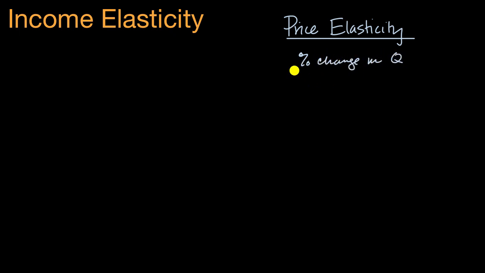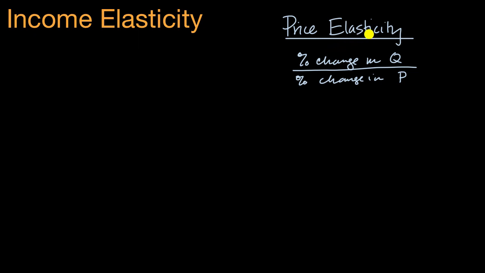In previous videos, we have talked about the idea of price elasticity, and it might have been price elasticity of demand or price elasticity of supply. But in both situations, we were talking about our percent change in quantity over our percent change in price. If we were talking about price elasticity of demand, it would be the percent change in quantity demanded over the percent change in price. And if we were talking about price elasticity of supply, it would be our percent change in quantity supplied over percent change in price.